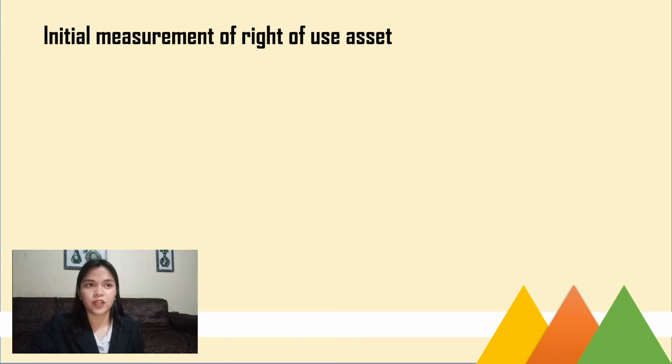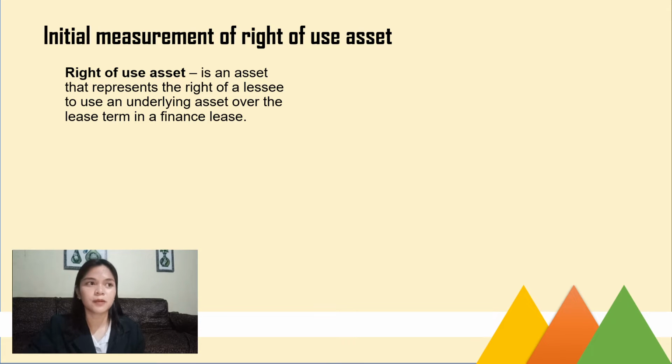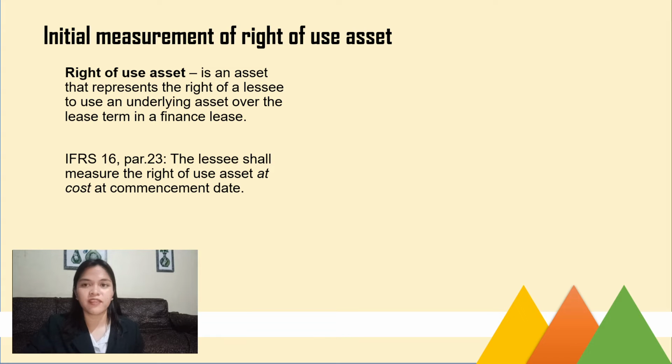Initial measurement of right of use asset. So, ano nga ba yung right of use asset? So, it is an asset that represents the right of a lessee to use an underlying asset over the lease term in a finance lease. So, under IFRS 16 paragraph 23, the lessee shall measure the right of use asset at cost at commencement date. So, yung at cost, lahat ng na-incurred na gastos sa pag-obtain ng lease.